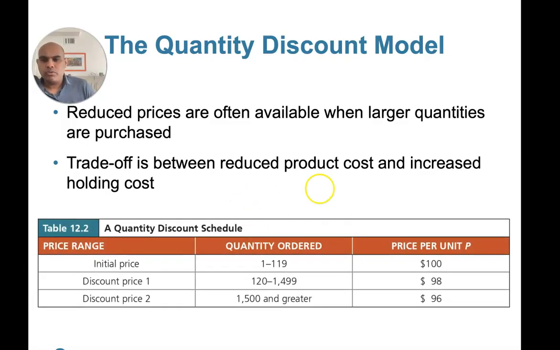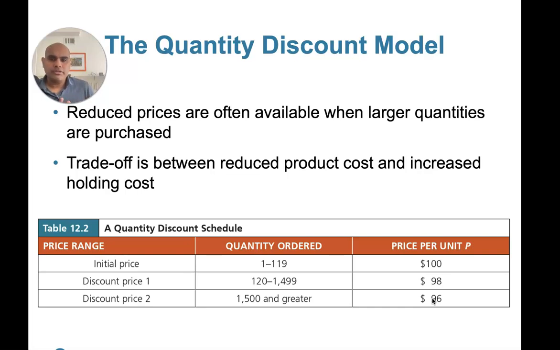Here's an example of a quantity discount schedule. Let's say the initial price is $100 per unit, but if you buy more than 120 items and less than 1500 items, we'll give it to you for $98. Or if you buy more than 1500 items every time you place an order, we'll give it to you for $96, right? So this is an example of a quantity discount schedule.